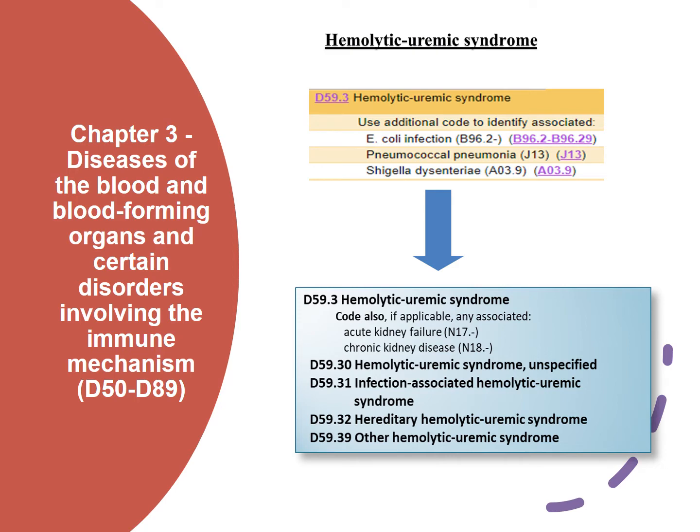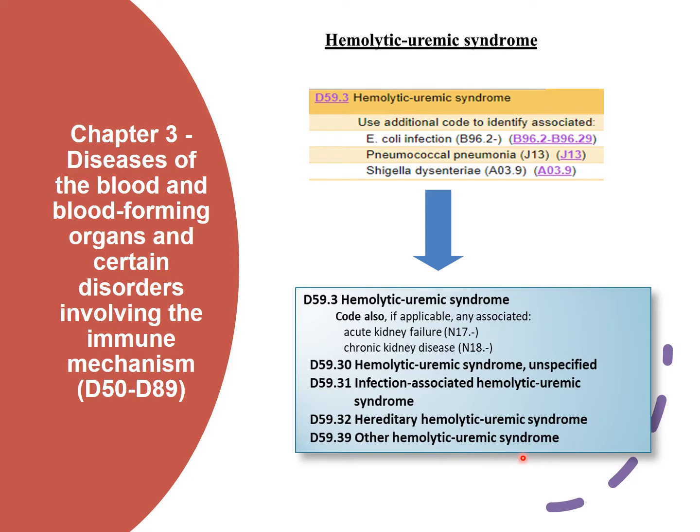Coming to the codes, till now we have only one code, that is D59.3, hemolytic uremic syndrome. In 2023, 4 new codes have been created. They are D59.30, hemolytic uremic syndrome unspecified, D59.31, infection associated hemolytic uremic syndrome, D59.32, hereditary hemolytic uremic syndrome, D59.39, other hemolytic uremic syndrome.